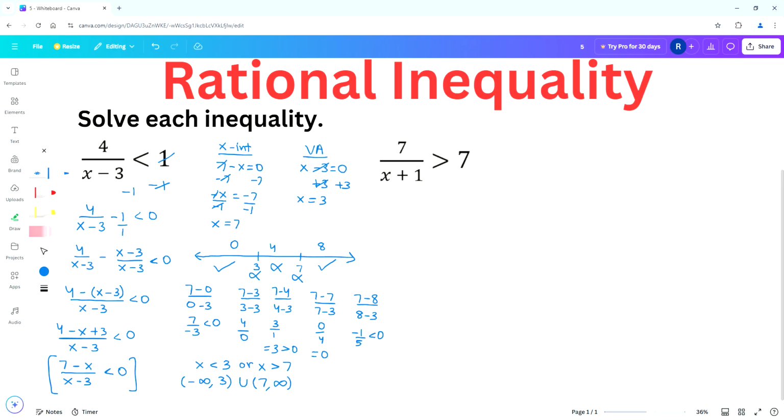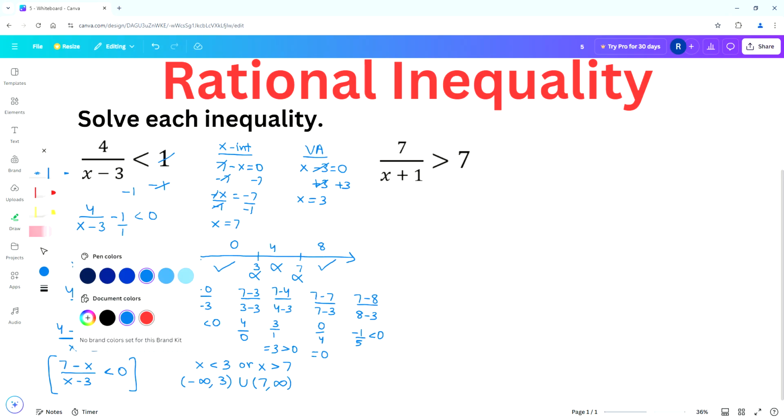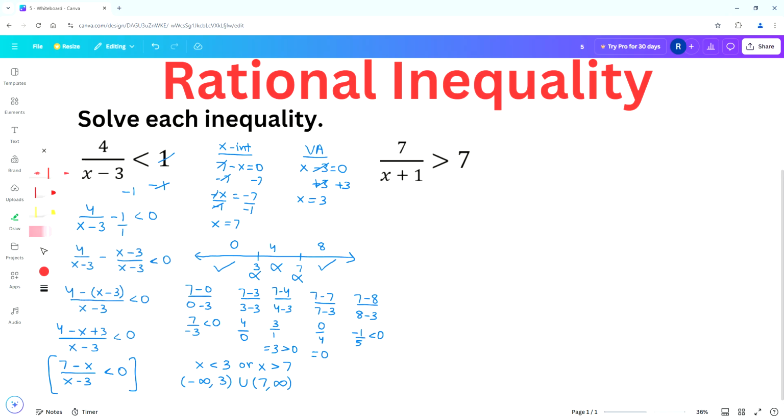Now we can solve the second inequality, 7 over x plus 1 greater than 7. The first step is to move all non-zero terms to the left side of the inequality. Next, we should combine the terms on the left side. The denominator of 7 is 1. The common denominator is x plus 1. So we should multiply 7 over 1 by x plus 1 in the numerator and denominator.